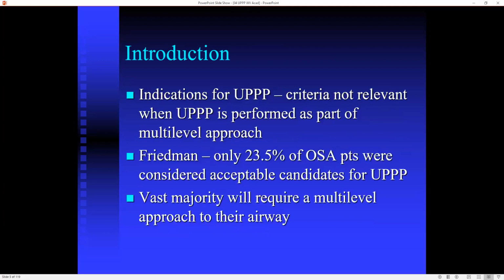The indications for UPPP are not as relevant when it's part of a multi-level approach. And Michael Friedman in Chicago said that in his series, only 23.5% of patients were considered acceptable candidates for the UPPP procedure, meaning that 75% needed a multi-level procedure.